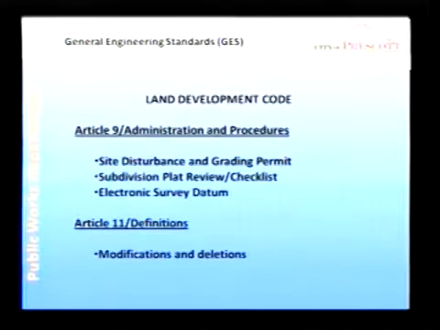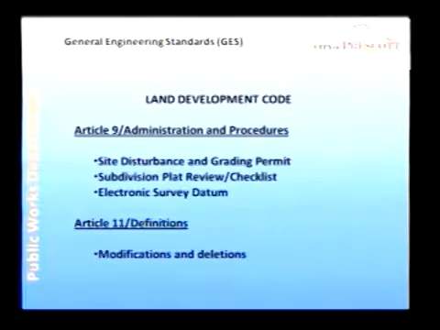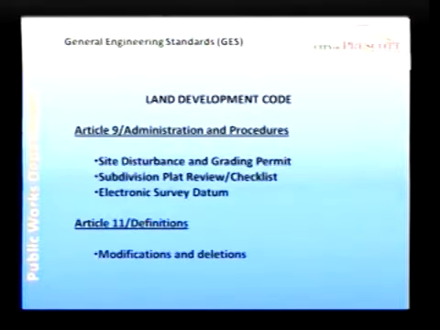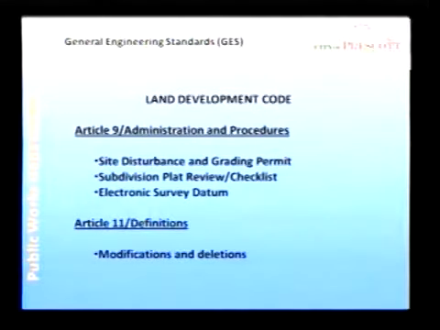Article 9 of the Land Development Code has to do with procedures and how different types of activities go through the process here at the city. There are a few modifications to the grading permit section. The subdivision and plat review checklist has been expanded to include a few additional items such as survey boundary, and electronic survey datum was moved to the General Engineering Standards in Chapter 8.